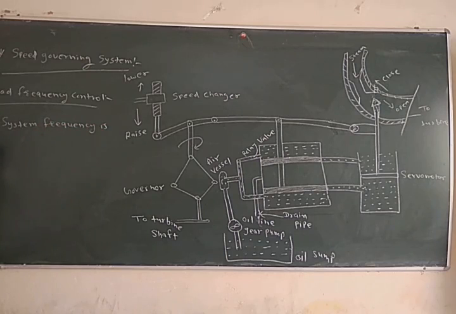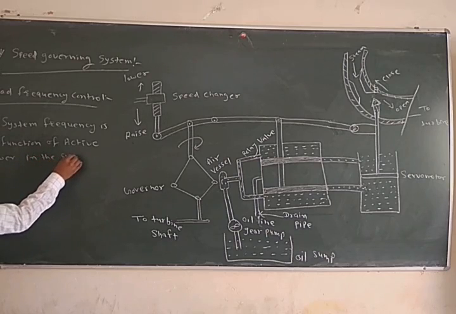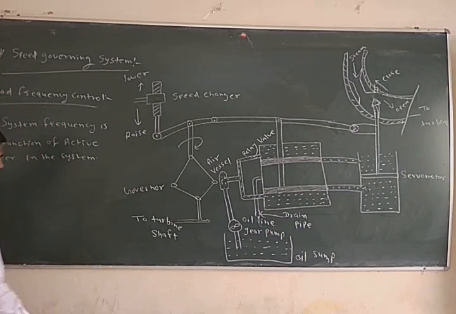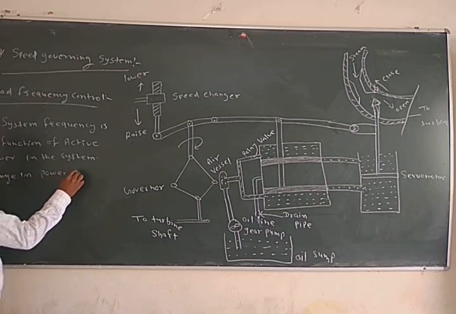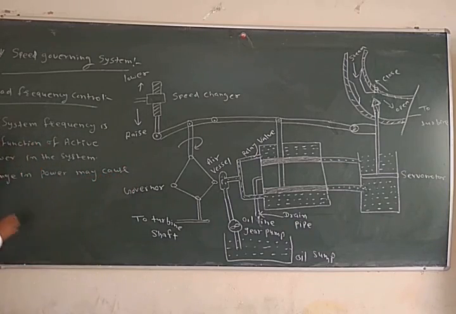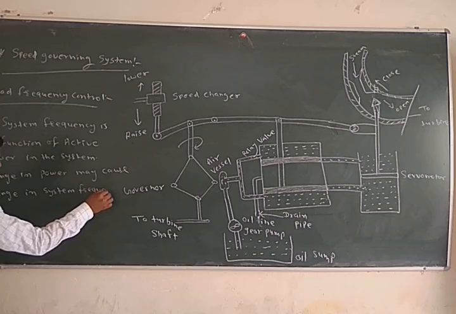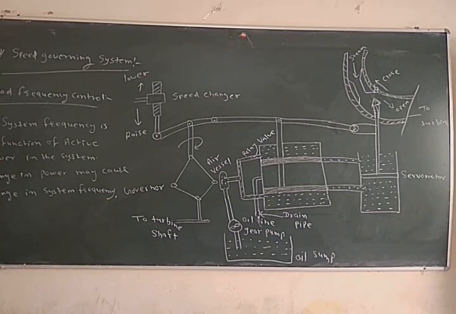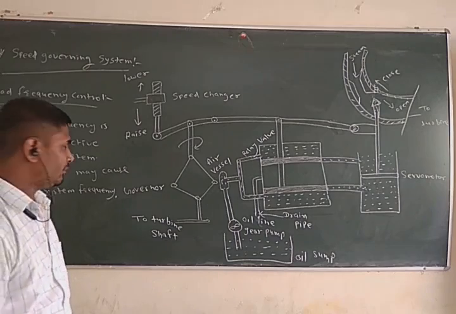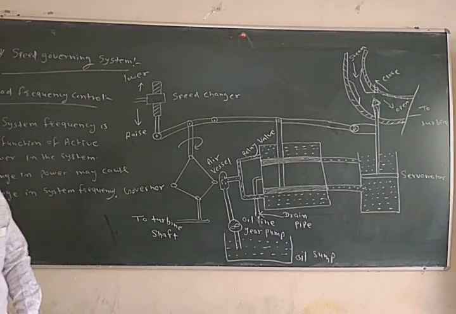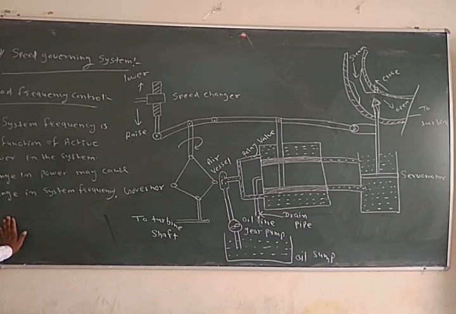System frequency is the function of active power in the system. If there is a change in active power, it makes a change in system frequency. And a large change in system frequency may affect the stability of the power system. So it is important to control the frequency of our system using load frequency control methods.